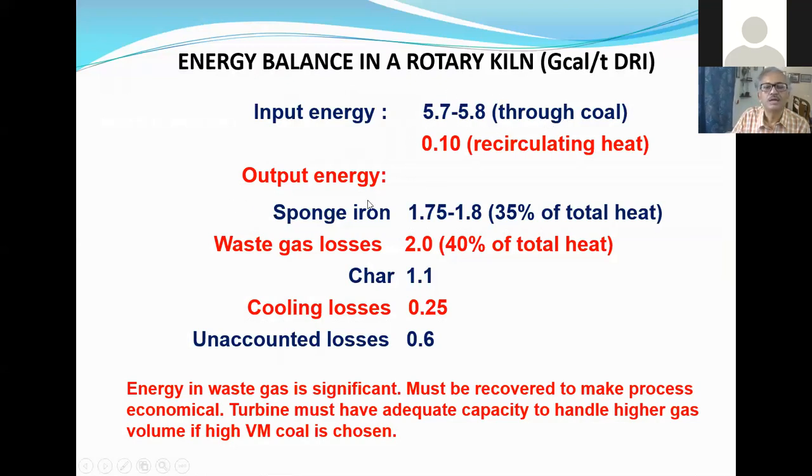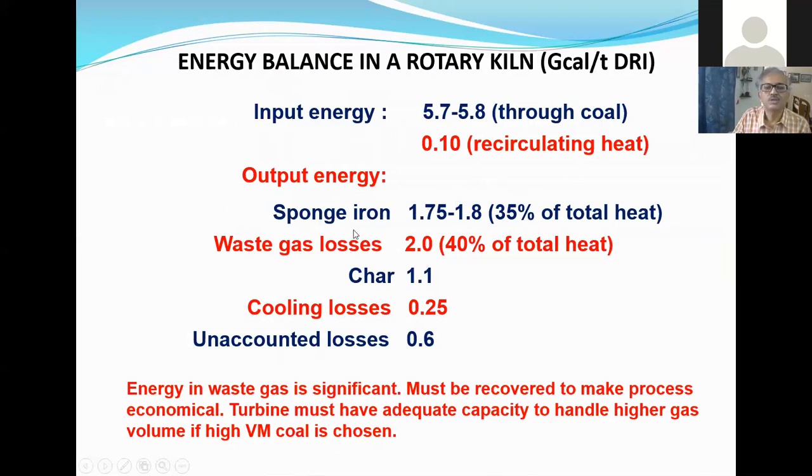And for the output energy, the sponge iron contains around 1.75 to 1.8, around 35% of the total heat. What is the sponge iron energy? Basically, you have to reduce the iron ore Fe2O3 to Fe, so that involves a lot of energy. That goes to the sponge iron energy, also the sensible heat of the sponge iron. So dissociation energy plus sensible heat, basically that counts for 35% of the total heat.